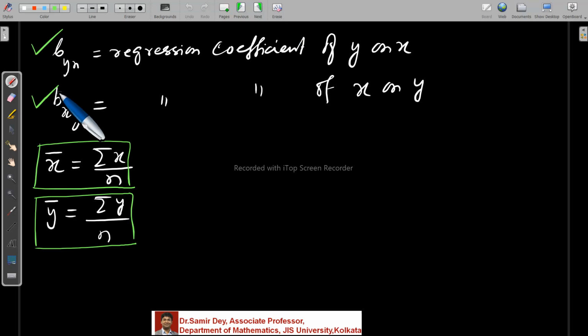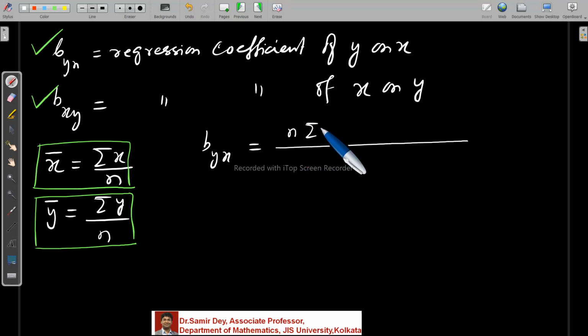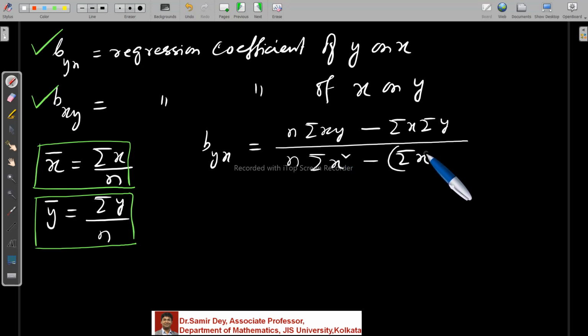Now we want to find the value of byx. So that is a formula by which you can calculate. Please, you need to remember this formula: n summation xy minus summation x summation y, and here you write n summation x square minus summation x whole square. Is it clear?